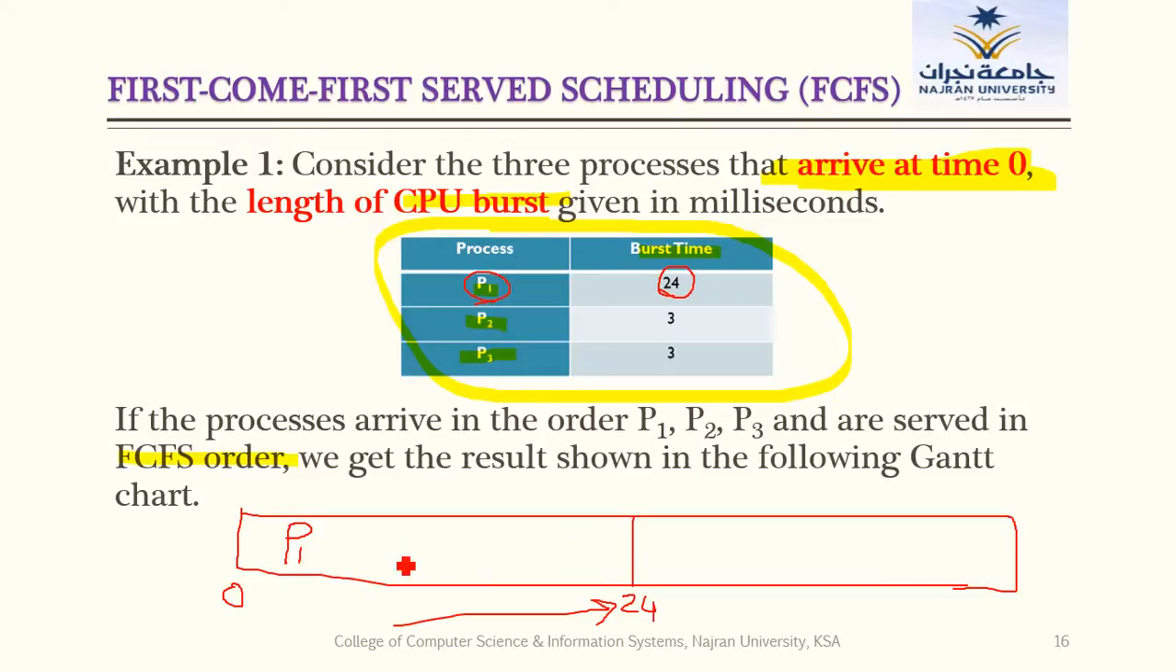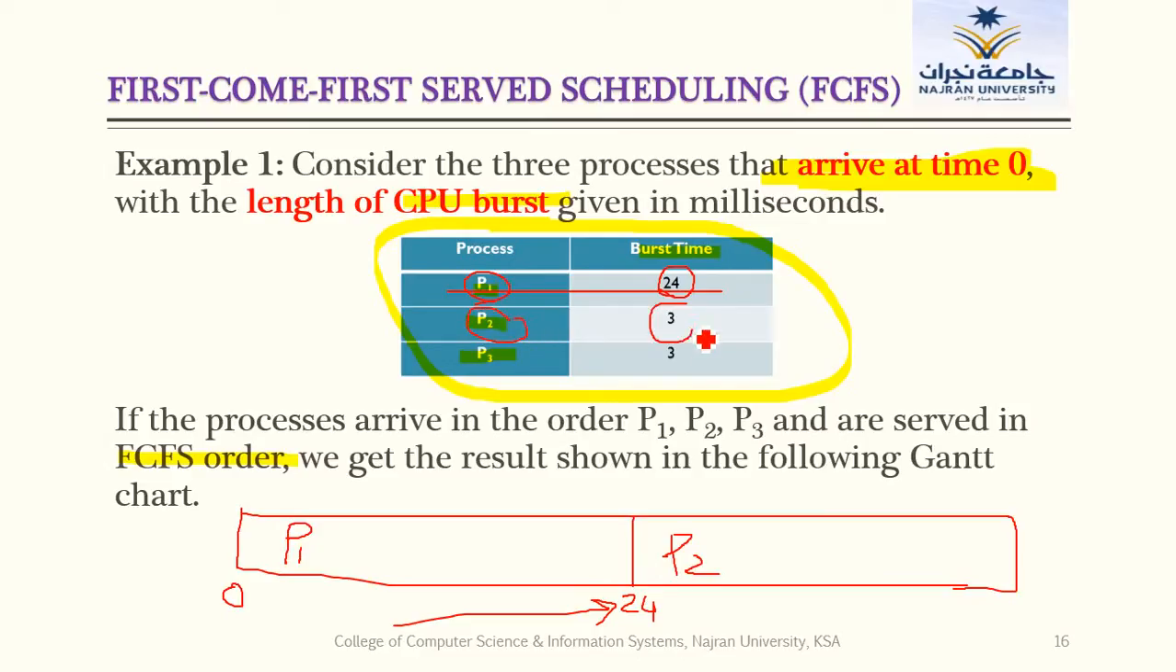So execution of this process is finished. Now we can mark here that it is done. The first process P1 has finished its work. Now the second process, in order, is process P2. We will start execution of P2 from time 24.